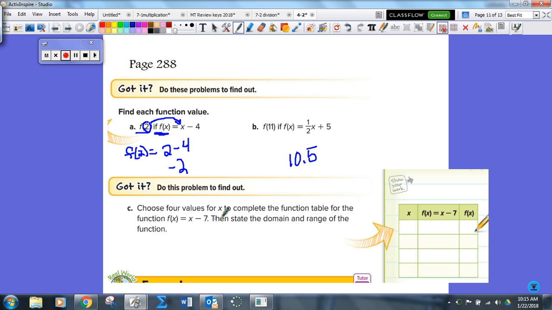C, choose 4 values to complete the table. Well, if I get to choose, I'm going to pick 0, 1, 2, 3. I then put 0 in for x. So it's 0 minus 7, which is negative 7. 1 minus 7, negative 6. 2 minus 7, negative 5. 3 minus 7 is negative 4.